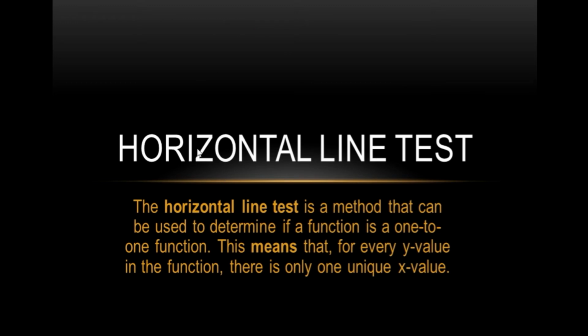Now, pagdating sa graph, we have to use the horizontal line test para malaman natin kung siya ay one-to-one function. The horizontal line test is a method that we can use to determine if a function is a one-to-one function. This means that for every y value of the function, there is only one unique x value. Sabihin tig-isang partner lang.